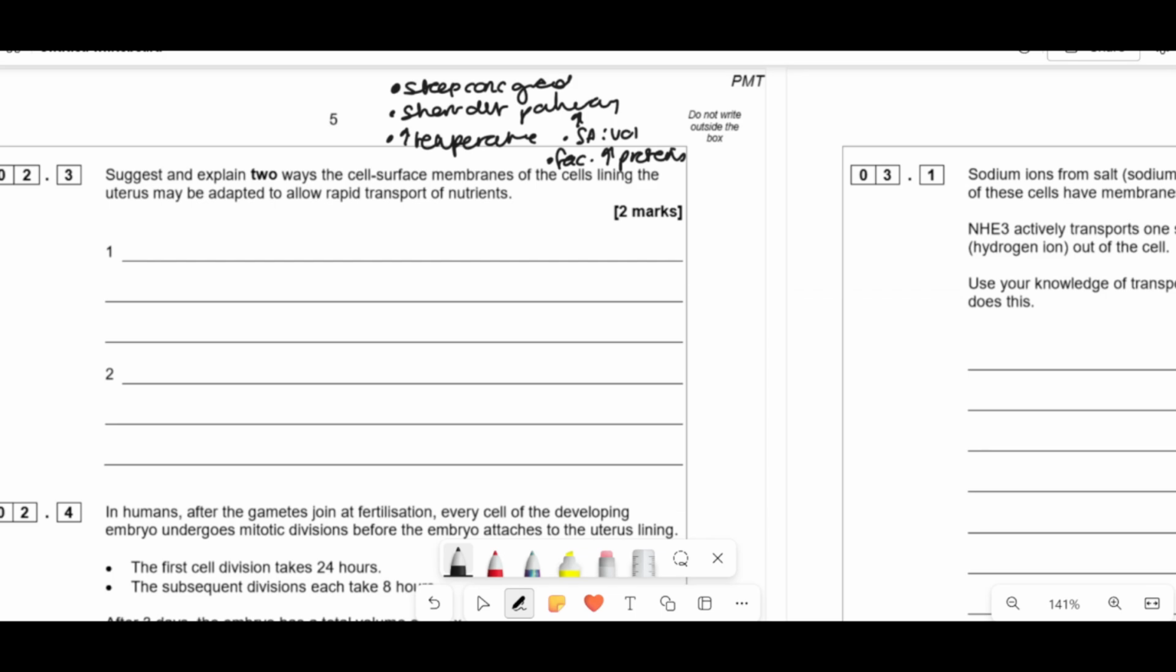So here then, we're looking at the movement of glucose and stuff, which requires channel proteins or carrier proteins. So in that case, one of the adaptations they must have is a large number of channel or carrier proteins, either's fine. And you need to say why, because a lot of people just say the feature and don't say why. It's for facilitated diffusion.